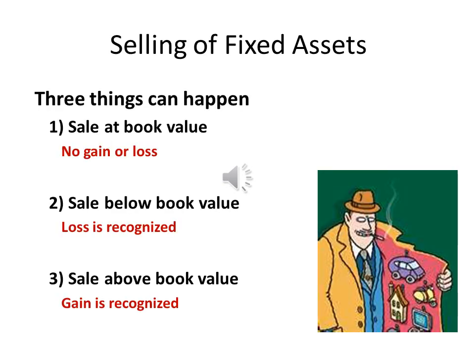Adjusting entry, depreciation expense debit $4,400, accumulated depreciation of machine credit $4,400.